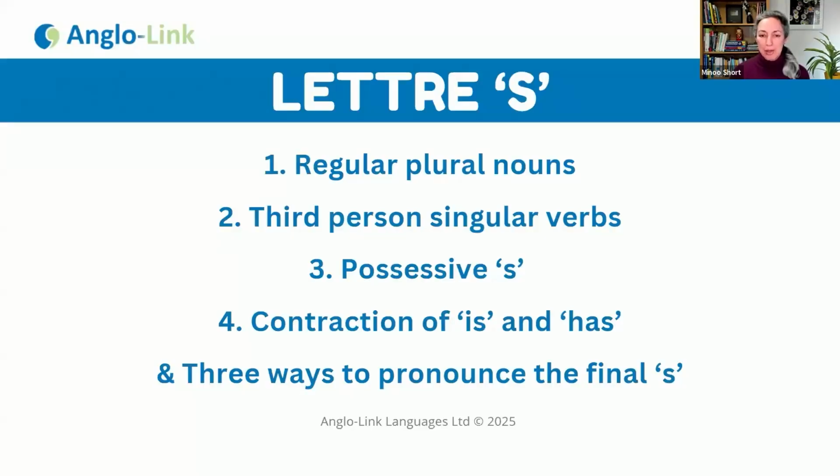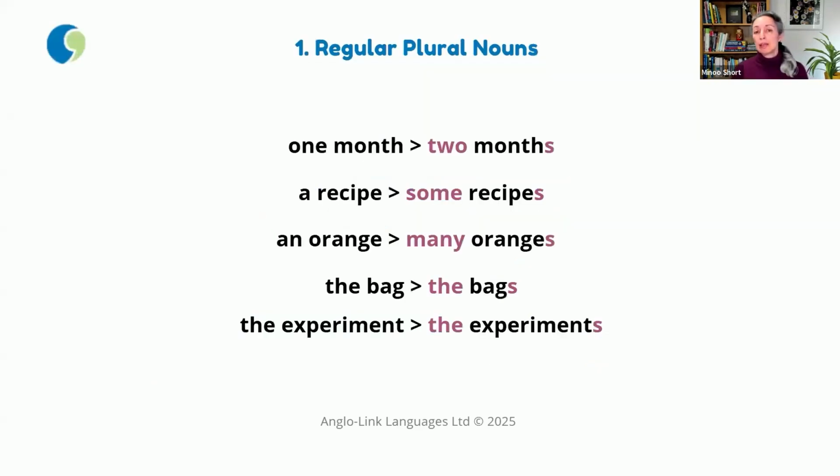Let's have a look at what we're going to be studying. We're going to look at the 4 uses of the letter S in English and also 3 ways to pronounce the final S. So starting with the first use of the letter S, it is to make regular plural nouns.